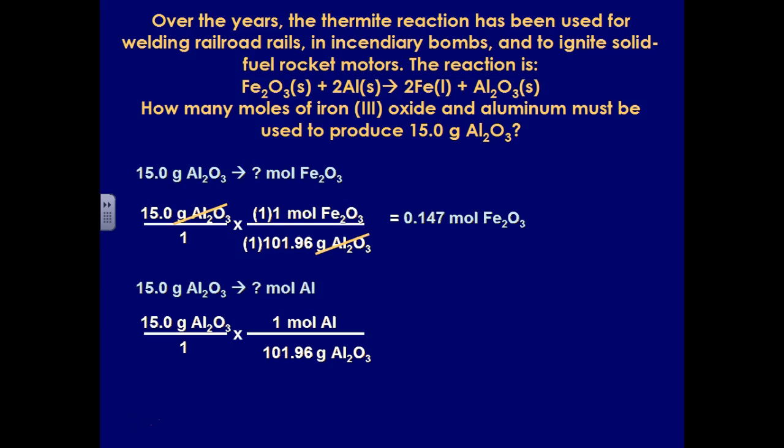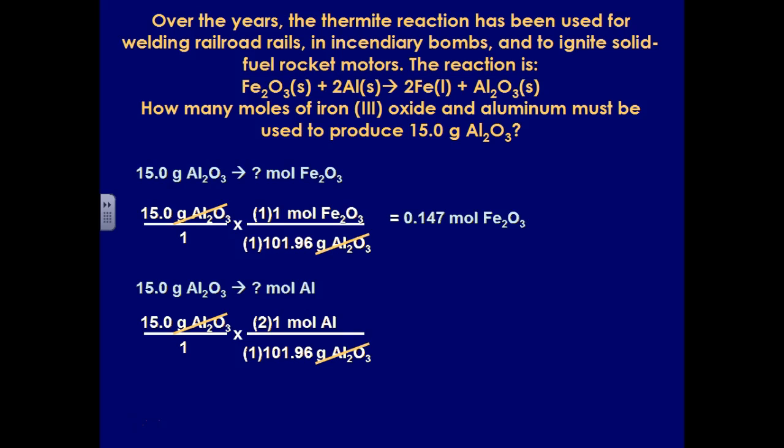You only get to use molar masses with grams, and you only get to use 1 with moles. I need to relate the aluminum oxide to the aluminum, and I see this time it's in a 2-to-1 ratio. So the 1 goes with aluminum oxide again, but 2 goes with the moles of aluminum, again according to my balanced equation. When I cancel out the grams of aluminum oxide, I would multiply 15 times 2, giving me 30. I would divide it by 101.96.